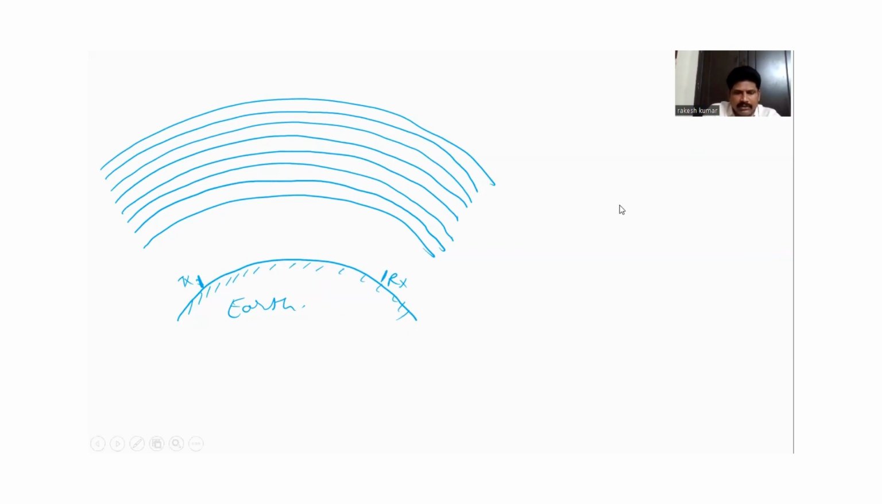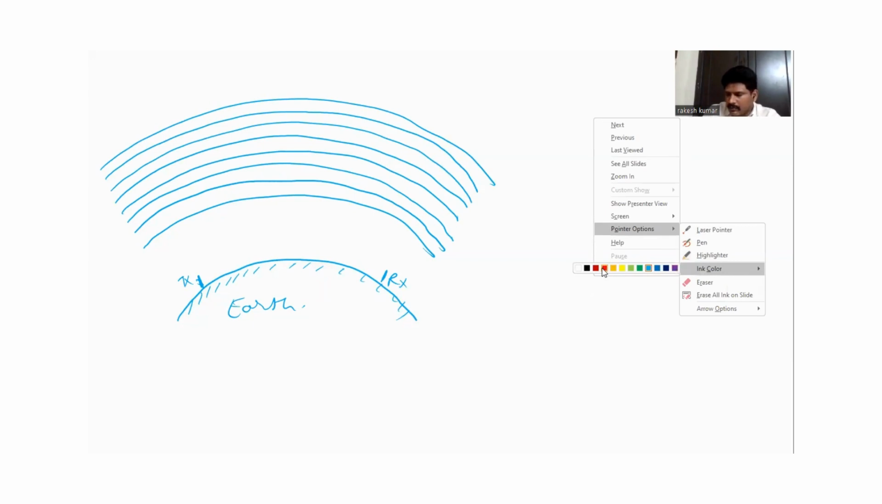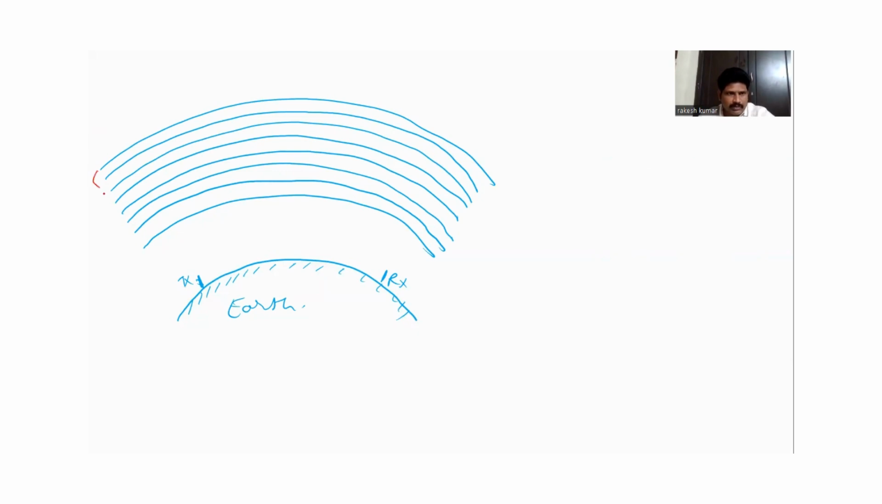Now let us consider the wave entering the ionosphere. This is my ionosphere. The wave enters the ionosphere at point P. We have already seen that the refractive index of F2 is greater than F1, which is greater than E, which is greater than D. So the refractive index of D is greater than E, which is greater than F1, and so on.